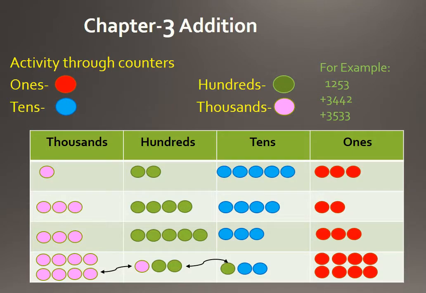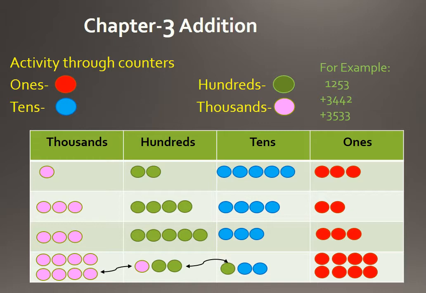Welcome students. Our today's topic is addition. The operation to find a total of different values is called addition. When we add two numbers, the numbers to be added are called addends, and the number we get after adding two numbers is called the sum.